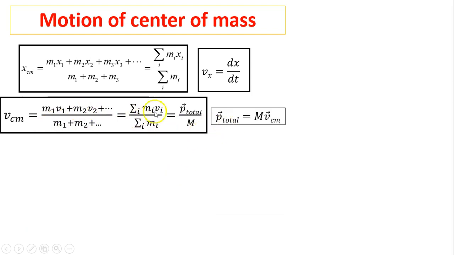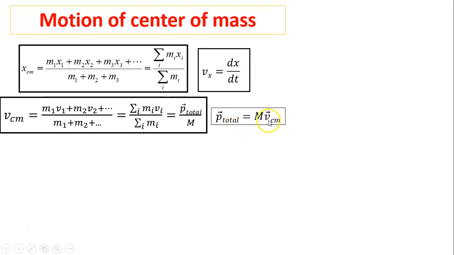So this is m_i times v_i, the total momentum. You add it together. So basically this is saying the total momentum of the system is the total mass of the system times the velocity of the center of mass. That's the same as all the momentum added together. So basically, you can treat the whole system with all different masses as one particle.